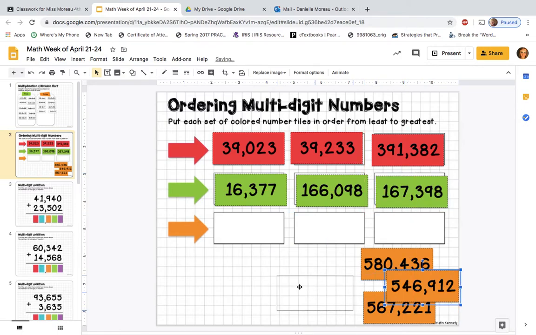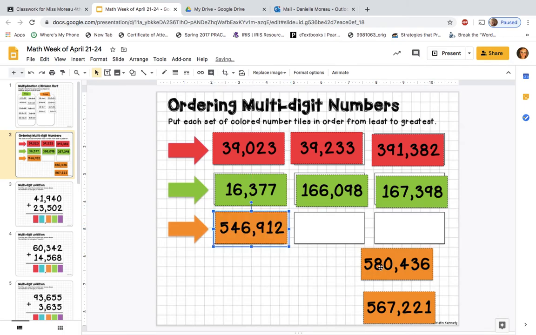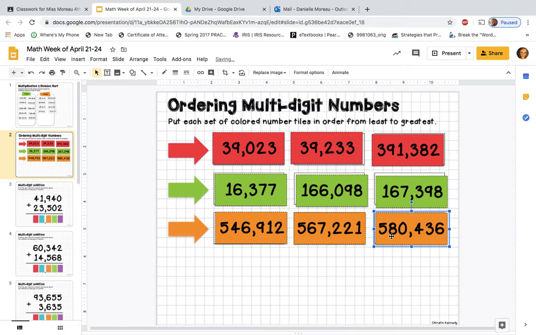All right, let's compare our orange here. So these all have a 5 in the hundred thousands place, so I'm going to start with that hundred thousands place. 5, 5, 5, got to keep going. 8, 4, and a 6. So this one with the 4 would be the least. Okay, and then this one with the 6 in the 10,000s place here would be next. And then this would be the greatest. It has an 8 in the 10,000s place, okay?